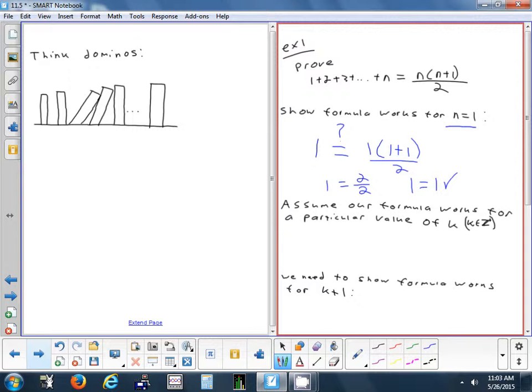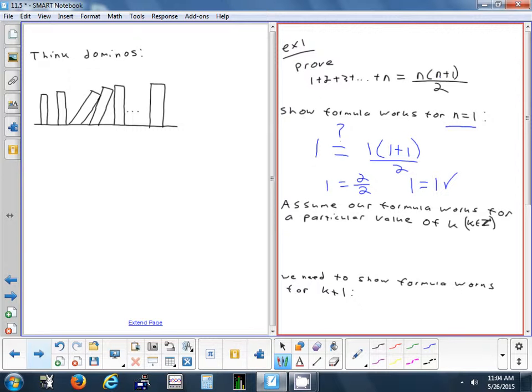Now I could check it for when n equals 2, and when I plug 2 in, I should get the sum of the first 2 terms. You should get 3. And if you check it, 2 plus 1 is 3. 3 times 2 is 6. 6 divided by 2 gives me the sum of those 2 numbers, 3. We could check it up as high as we want.